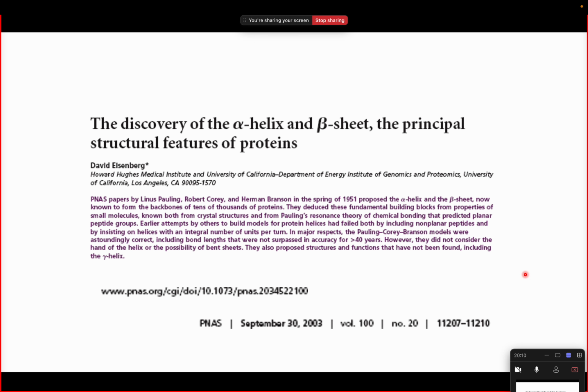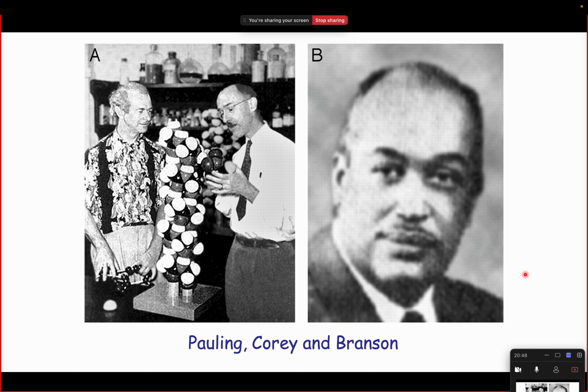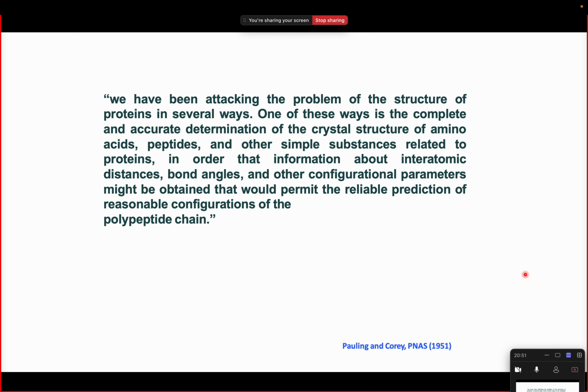Earlier attempts by others to build models for protein helices had failed, both by including non-planar peptides and by insisting on helices with an integral number of units per turn. In major respects, the Pauling-Corey-Branson models were astoundingly correct, including bond lengths that were not surpassed in accuracy for more than 40 years. However, they did not consider the hand of the helix or the possibility of bent sheets. They also proposed structures and functions that have not been found, including the gamma helix. And so they are Pauling, Corey and Branson.